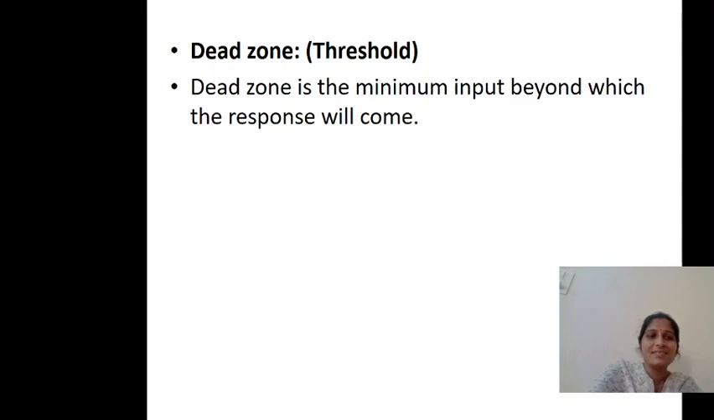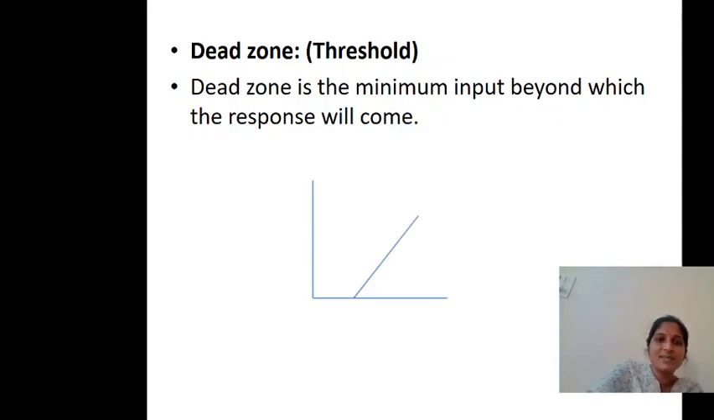Dead zone. Dead zone is the minimum input beyond which the response will come. The pointer will start moving only after some amount of input is given. That means some current has flowed, and for that current it will not respond. If you provide only 1 ampere, the pointer will not move. But if you provide current beyond 1 ampere, then the pointer starts moving. That minimum input beyond which the response comes is called the dead zone.